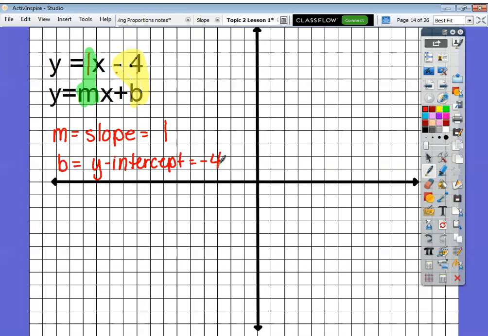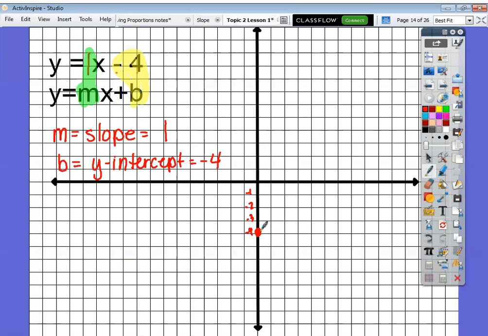And you always, when you graph linear equations, you always start at the beginning. Get it? The beginning. You always start at the y-intercept. So my y-intercept is negative 4. So negative 1, negative 2, negative 3, negative 4. I put a dot on that because here's what I know. This linear equation crosses the y-axis at negative 4.